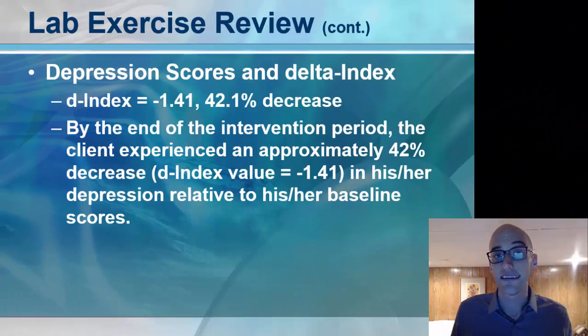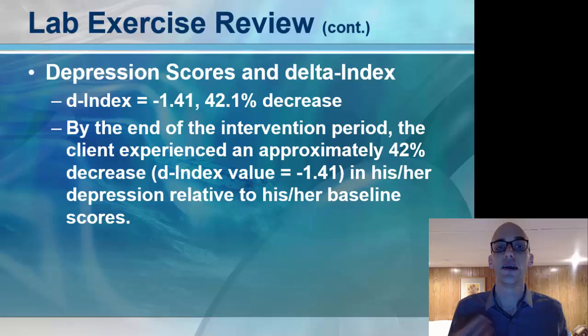And when you have a statistically significant outcome, you would also want to report the D-index. So the D-index here is negative 1.41, which is a 42.1% decrease in their depression score. So by the end of the intervention period, the client experienced an approximate 42% decrease in their depression relative to their baseline score. So this is a D-index of negative 1.41.